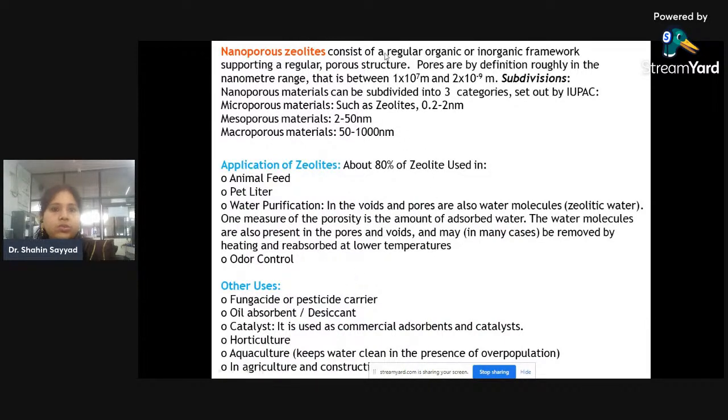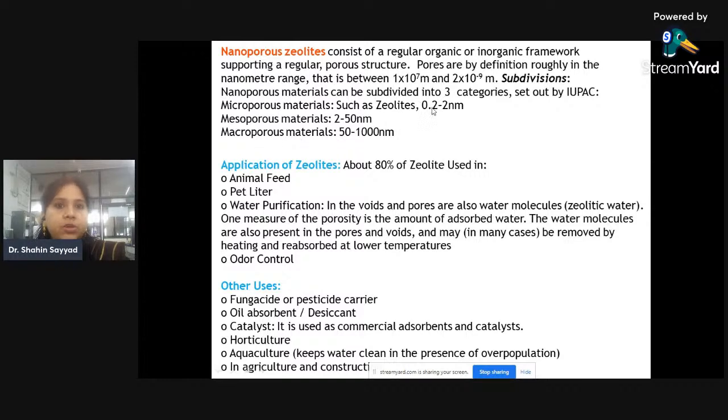Then another type of zeolite is the nanoporous zeolite. It consists of a regular organic or inorganic framework supporting a regular porous structure, and these pores have dimensions in the range of 1 × 10⁻⁷ to 2 × 10⁻⁹ meter. Nanoporous zeolites can be subdivided into microporous, mesoporous, and macroporous materials. The classification is based on the dimension.